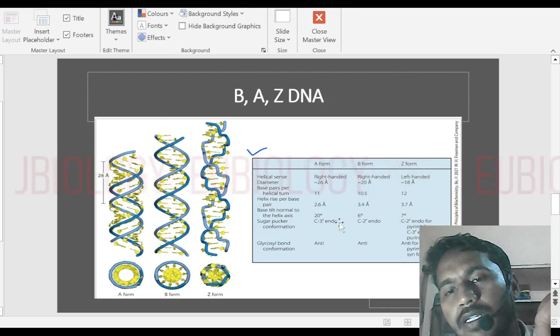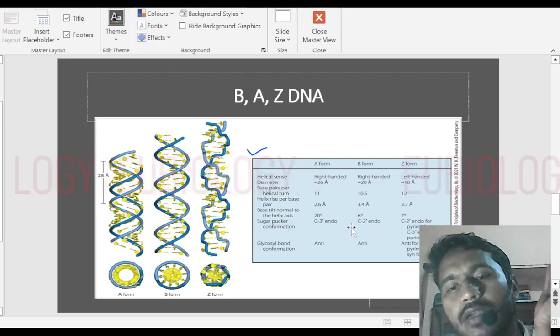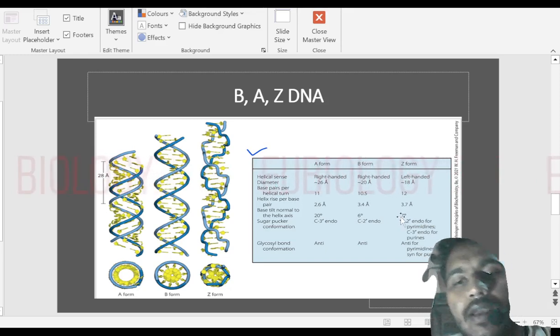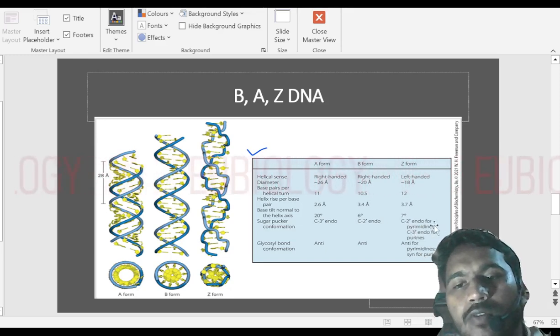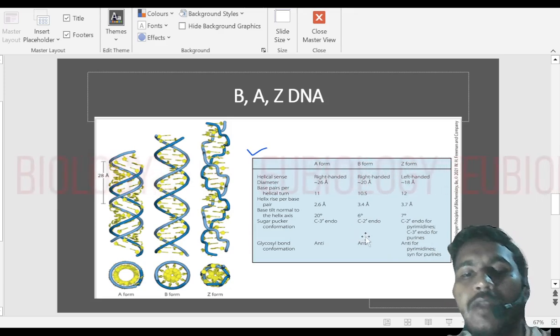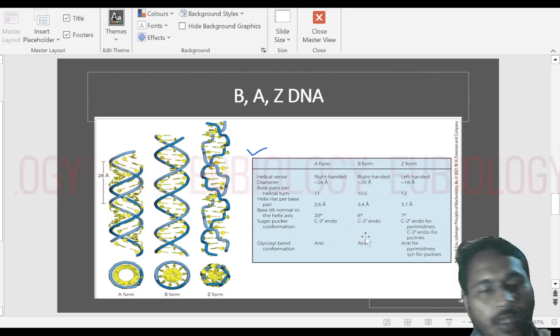C3 endo puckering occurs in the A form, C2 endo puckering occurs in the B form, and C2 endo for the pyrimidine and C3 endo for the purine in the Z form. So this puckering we have already seen. And what is the puckering? Like, I can show you.